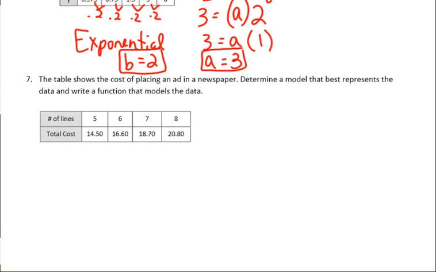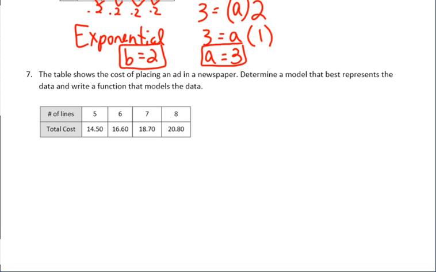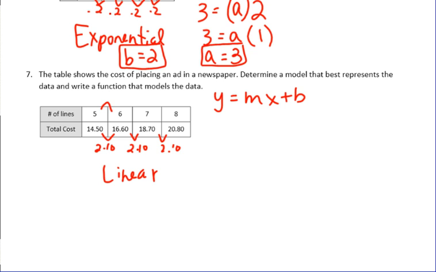Number 7, the table shows the cost of placing an ad in a newspaper. To determine the model, I'm going to figure out what the difference is. This is plus 210, plus 210, plus 210. So this tells me it's a linear function, which is y equals mx plus b. I check to see if the x values are continuous, and they are. So I know that my slope is 210. So m is 210. I don't know what b is right now, but I can find b.